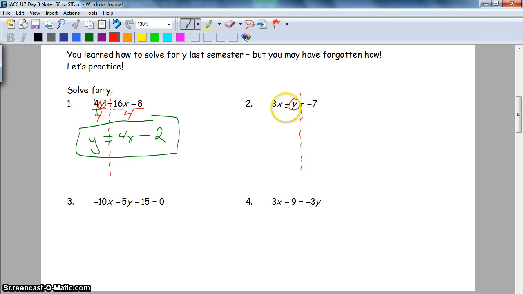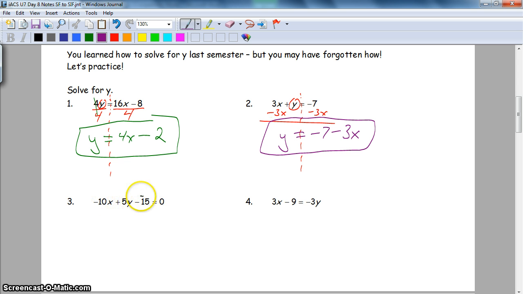On number 2, what needs to go away from y here? Well, the only thing that's hanging around y is this 3x. So how are we going to get this guy to move? We would subtract 3x from both sides. So now we're left with y equals negative 7 minus 3x. And look at that, y is by itself, so we're all done. Not too tough, right? We're just adding a little bit of extra work here.